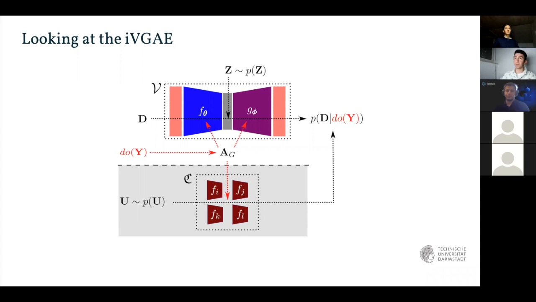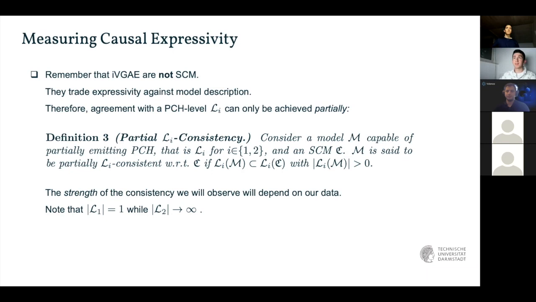And so now we come to a very important concept that we have to make for the paper. It's about causal expressivity now. So we need to talk about how expressive we actually are in a causal sense. And remember as well that the IVJE is not an SCM, so it really trades this expressivity against model description. It trades being able to talk about a lot against being very compact.